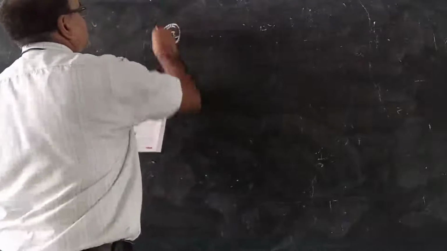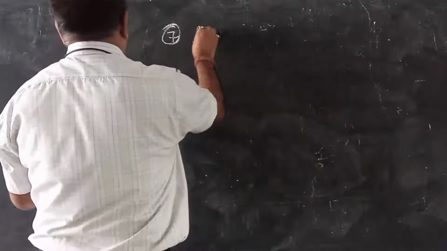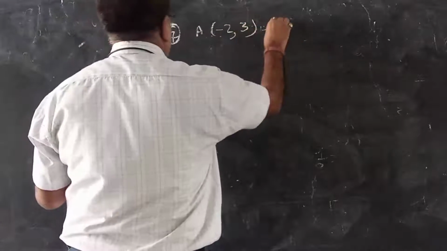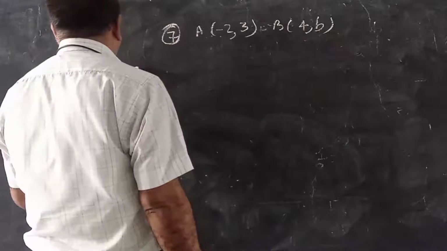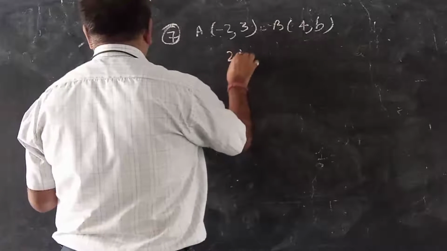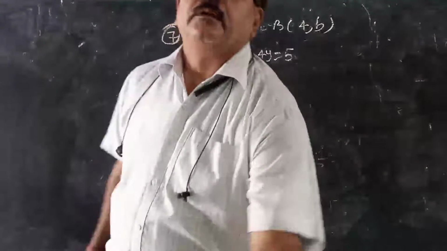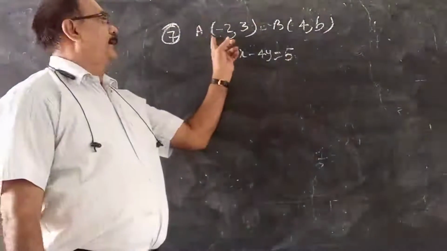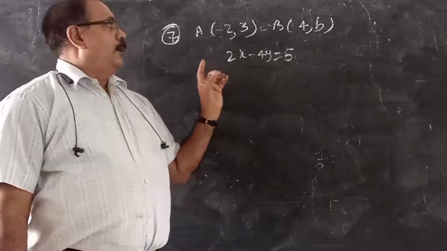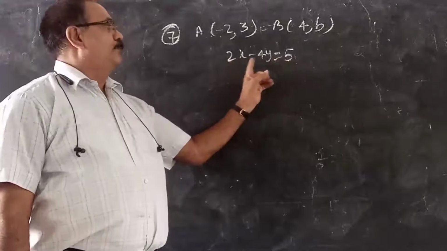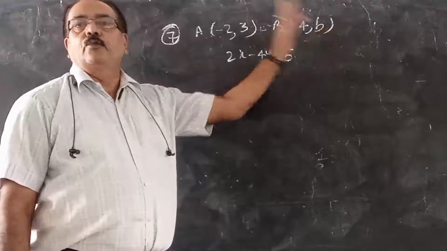See question number 7. Given A(-2, 3) and B(4, b) are perpendicular to the line 2x - 4y = 5. Find the value of b. The coordinates A(-2, 3) and B(4, b) are given, and this line 2x - 4y = 5 is perpendicular to it. Then we have to find the unknown value of b.